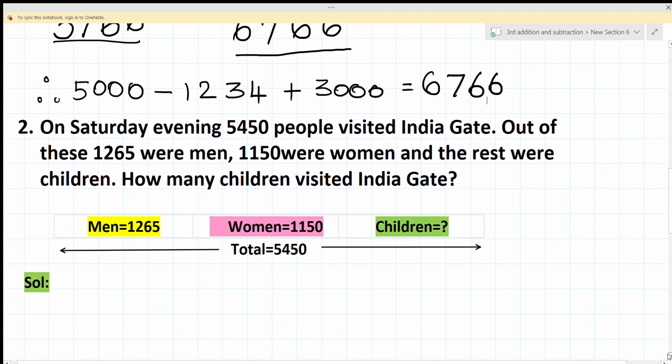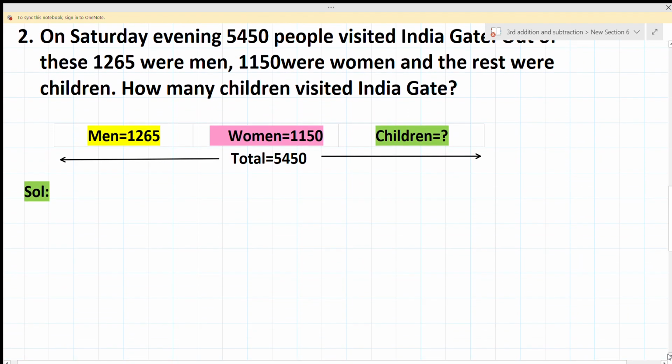It's a word problem. On Saturday evening, 5,450 people visited India Gate. Of these, 1265 were men, 1150 were women, and the rest were children. How many children visited India Gate?